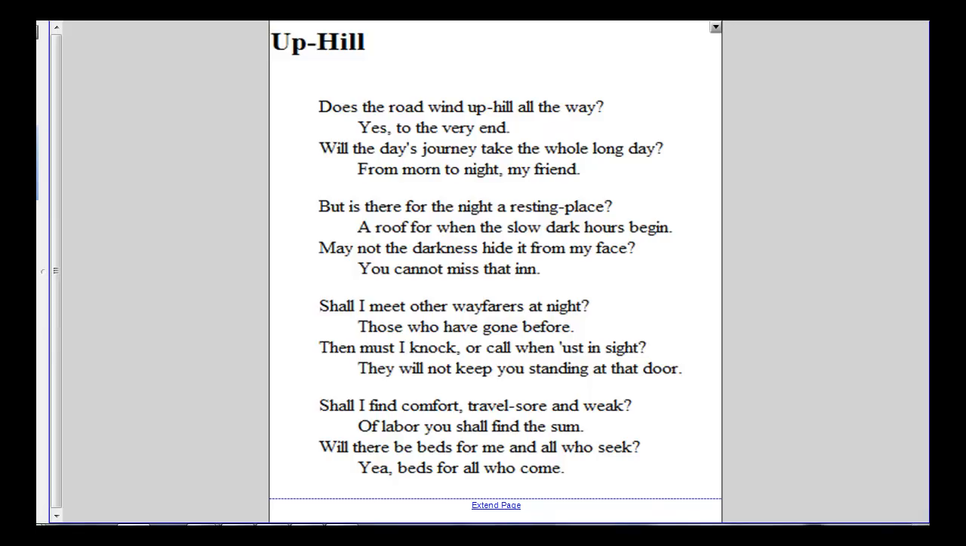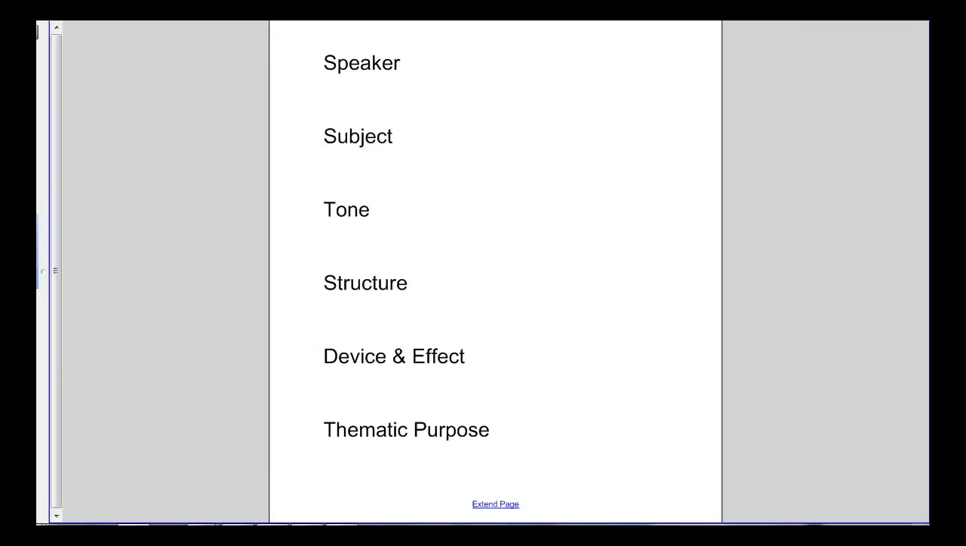My suggestion is that you're annotating, marking text as you read, noticing the things that seem to be important, and in particular, what we're going to be focusing on. So I'm going to be looking for an identification of the speaker. Speaker in a poem is like the narrator in a poem or in a story. The speaker is the voice.